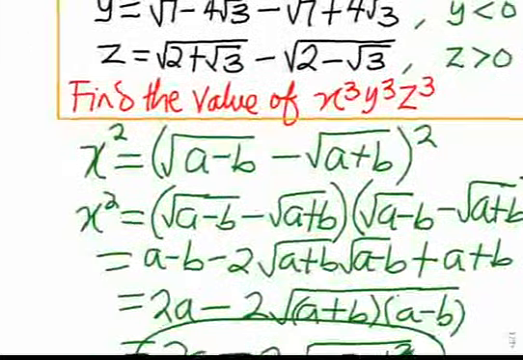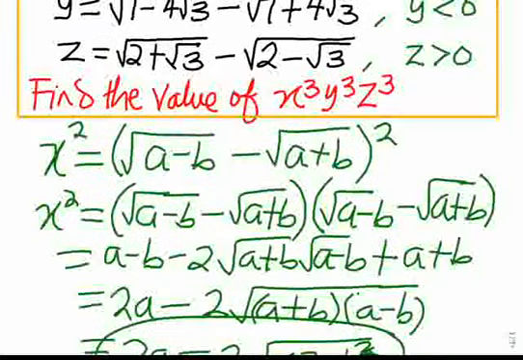So the answer to the product of x cube, y cube, z cube is 1728.